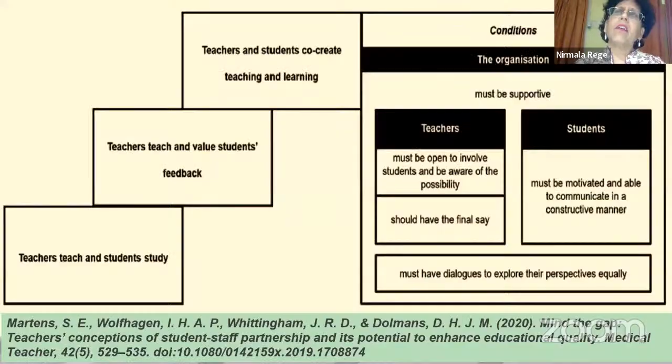We have seen one study, conducted and published in 2020, where teachers were asked their opinion of having the student as partner. Some of the teachers said no: our job is to teach, and the students' job is to study. They can't be partners with us because they lack the expertise, and how can they be the partner?